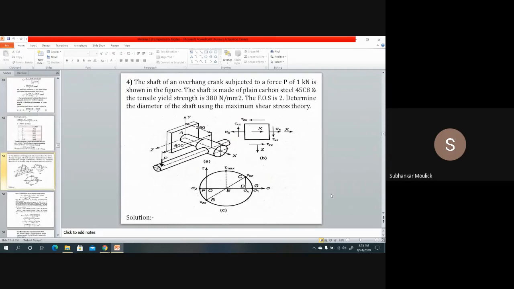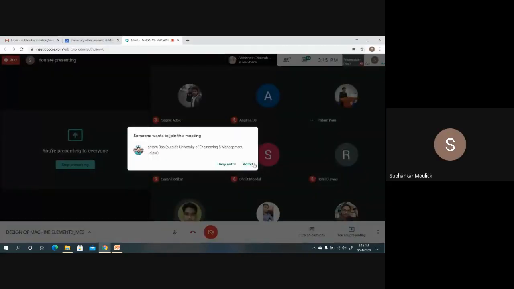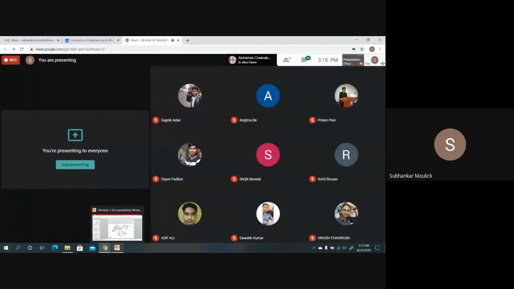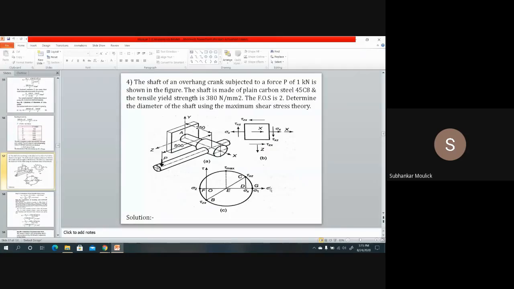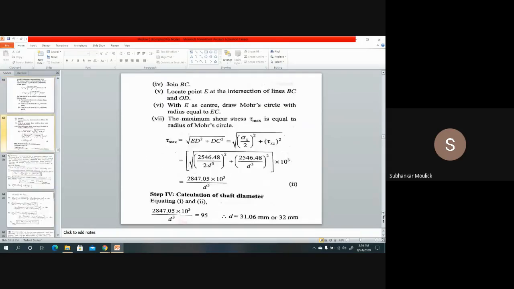If you remember, in the last class we did this problem. From the last few classes, I think one or two classes, we have started solving problems on theories of failure. Today also, we will solve two to three problems, and with this we will end this module. So let us solve the next problem.